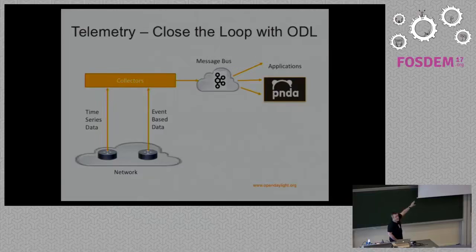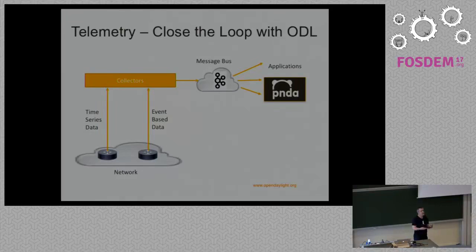And then what you typically do is put a message bus on the back of this, and then from that message bus you can feed multiple applications. And one of the applications that we typically feed is Panda, which there's a talk on this afternoon. So this is a platform for network data analytics. So great, we've now got all these analytics.